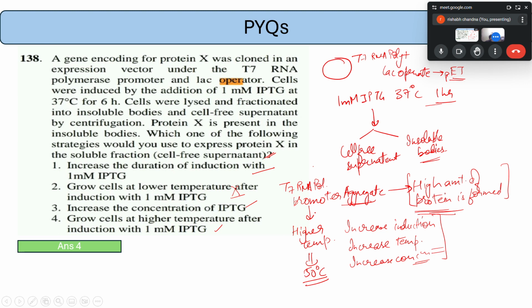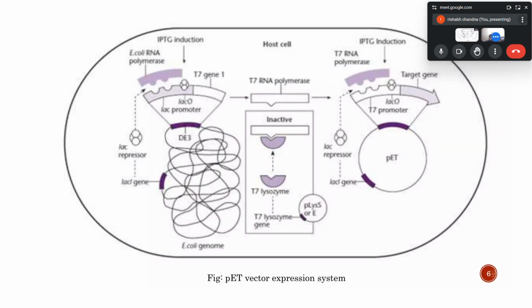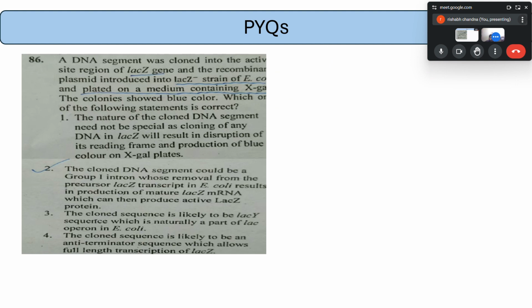So here, if we have to have the protein in the soluble fraction, in the cell-free supernatant, then we must increase the temperature to 50 degrees Celsius. That's why the correct answer would be option 4. We have to grow the cells at higher temperature after induction with 1 millimolar IPTG. If we grow the cells at lower temperature, then it would go into the insoluble fraction. Okay, now moving on to the next question.